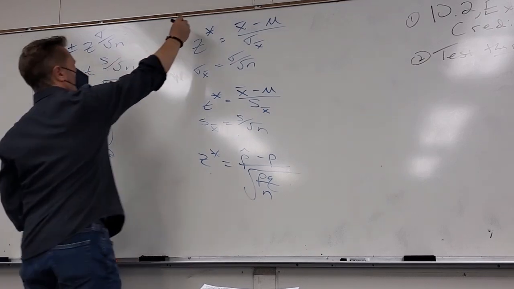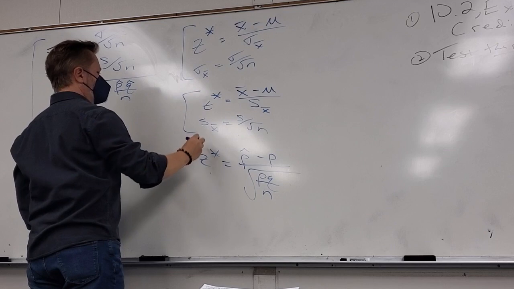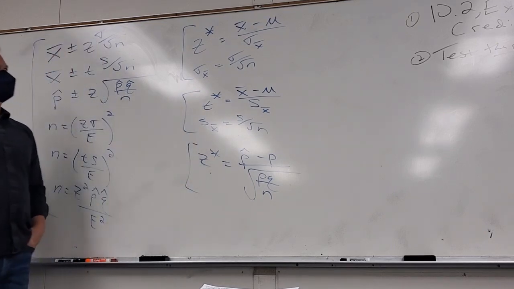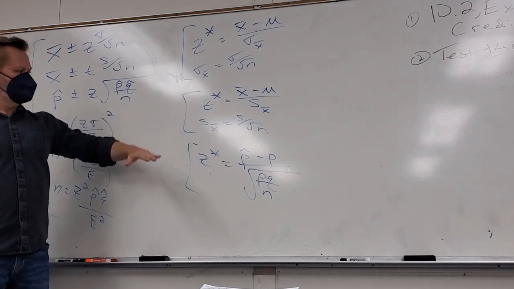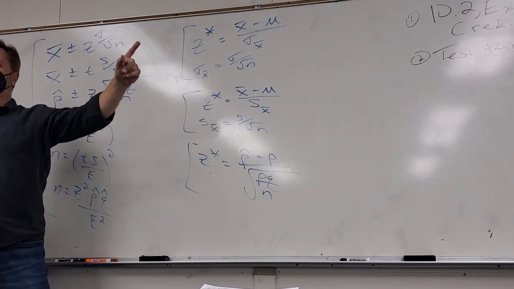So these three things are for different hypothesis testing. These two are for means. This is if I have to use Z, this is if I have to use T. This one's for a percentage hypothesis test.